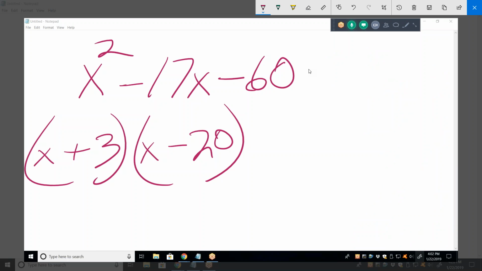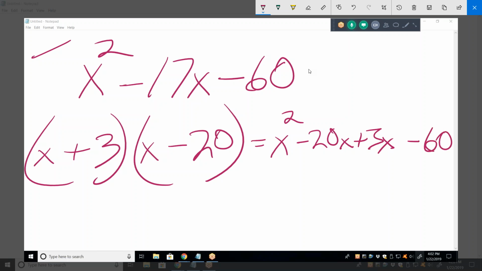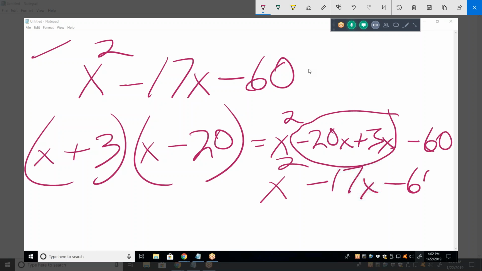You don't have to FOIL. Did they teach you FOIL? Are you familiar with the word FOIL? Okay. You don't have to FOIL this thing to check the problem. I could just multiply it out. I'd have x squared minus 20x plus 3x minus 60. And then I would always combine those two terms. So you get x squared minus 17x minus 60. So I got the right answer. So I did it right. I bet my life on it at this point. However, you don't have to go to all that trouble.